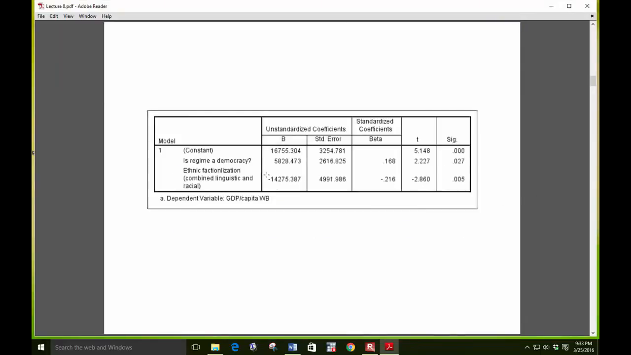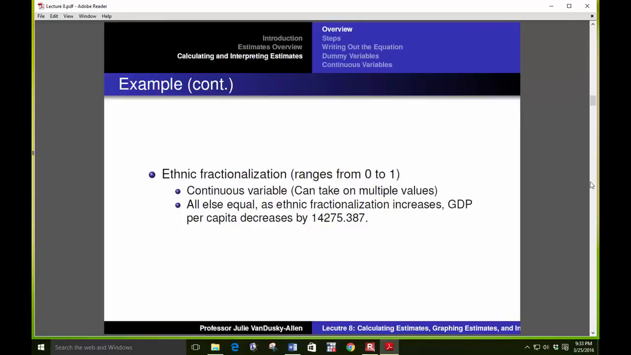The coefficient for ethnic fractionalization is negative, which is what I expected. And it is significant at the 0.02 level. Since it is a continuous variable, which means it can take on multiple values, I can conclude that, all else equal, as ethnic fractionalization increases, GDP per capita decreases by 14275.387.